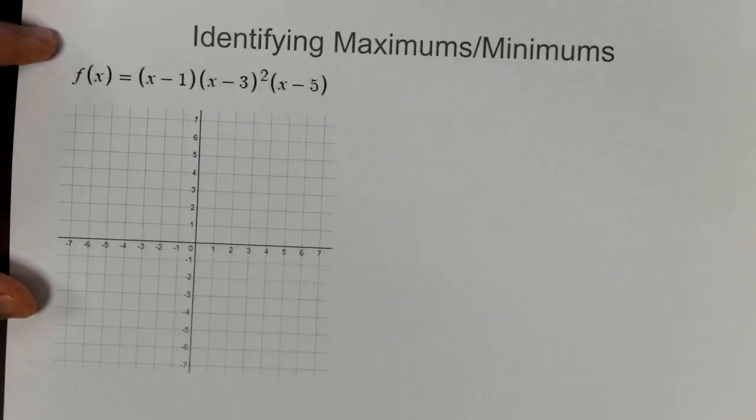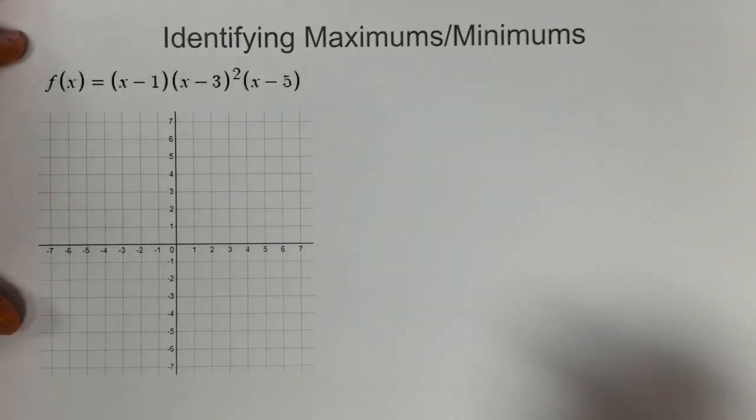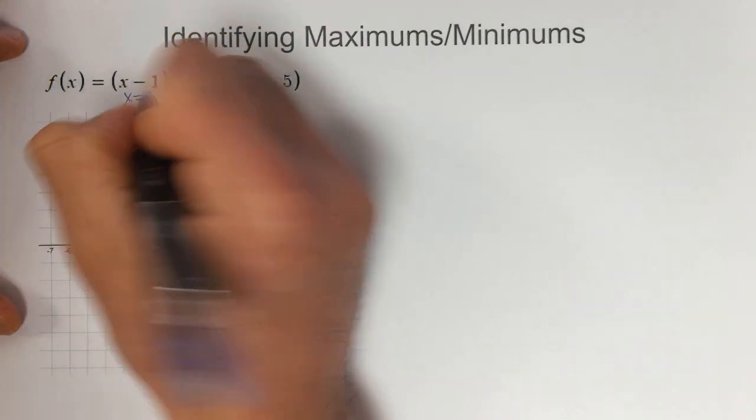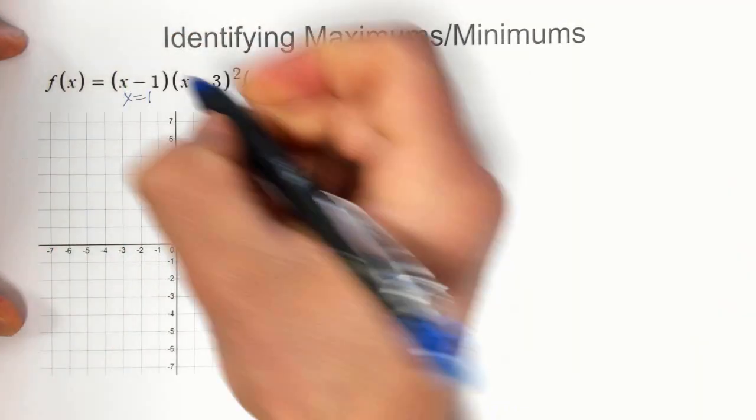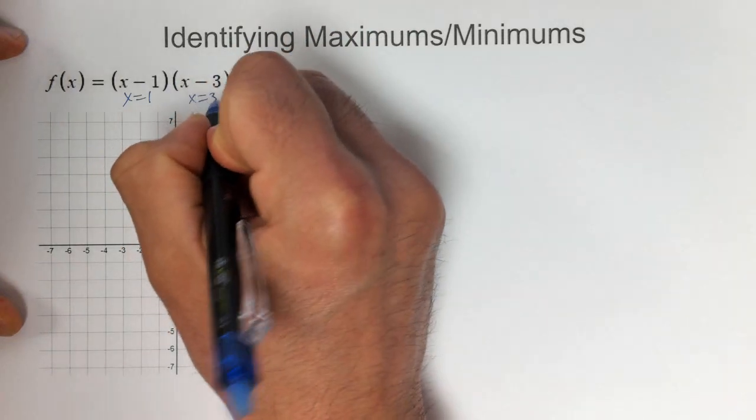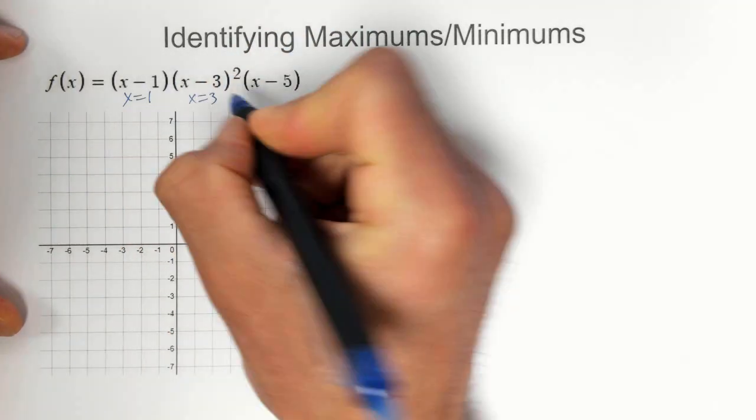Here we have 3 x-intercepts. If I set them all equal to 0, I get x equals 1. I get x equals 3. And then I get x equals 5.